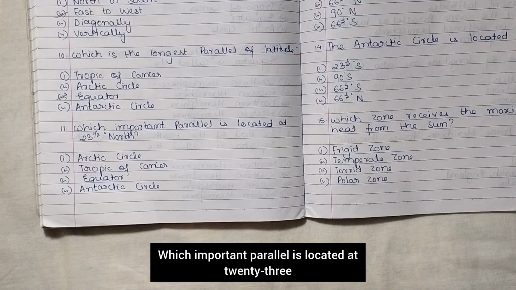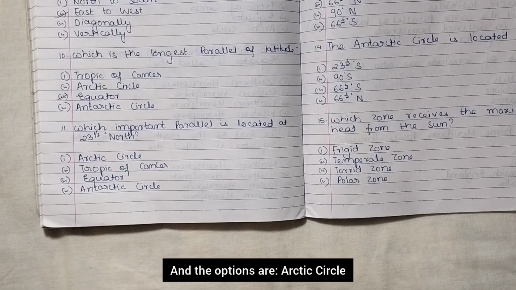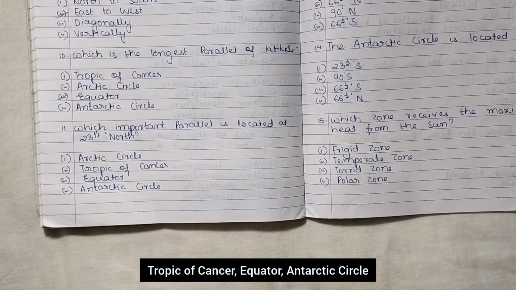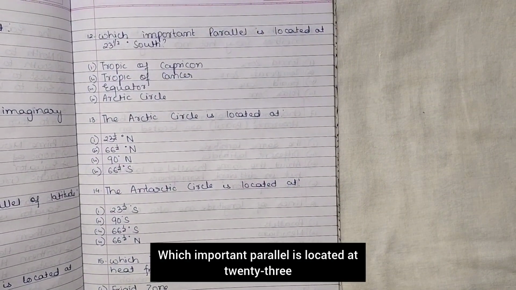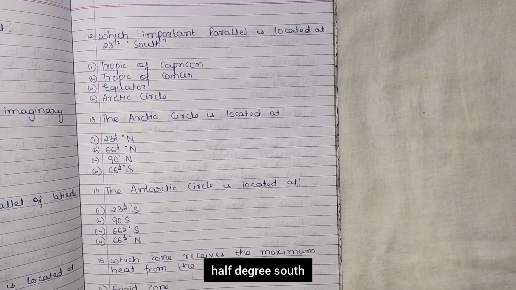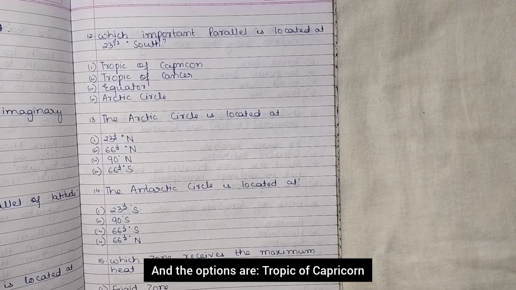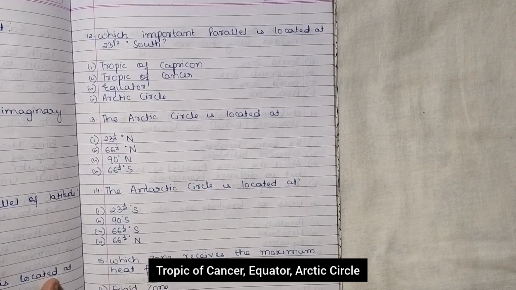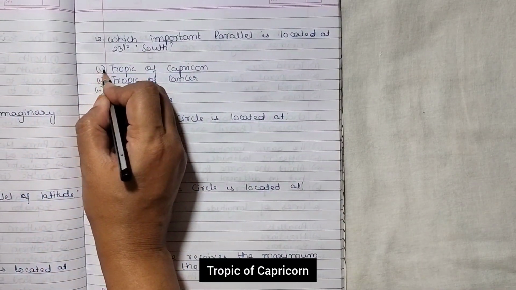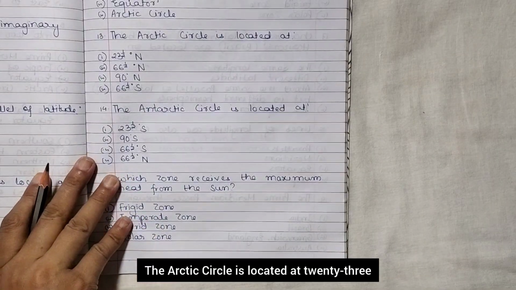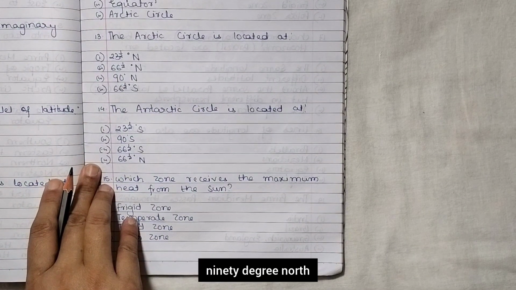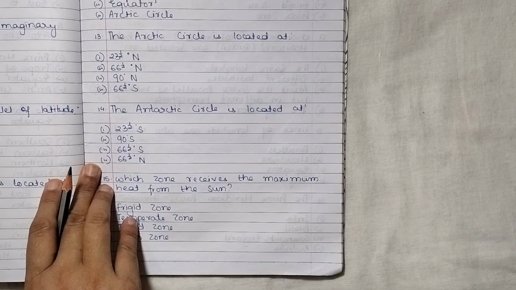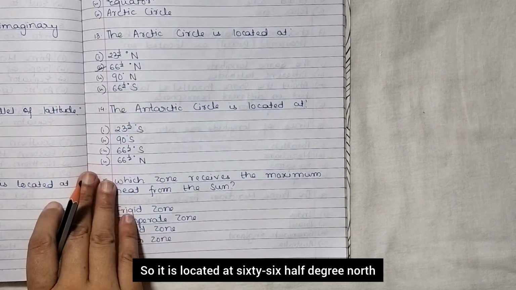Which important parallel is located at 23½ degree north? And the options are Arctic Circle, Tropic of Cancer, Equator, Antarctic Circle. Tropic of Cancer. Which important parallel is located at 23½ degrees south? And the options are Tropic of Capricorn, Tropic of Cancer, Equator, Arctic Circle. Tropic of Capricorn. The Arctic Circle is located at 23½ degree north, 66½ degree north, 90 degree north, 66½ degree south. So it is located at 66½ degree north.